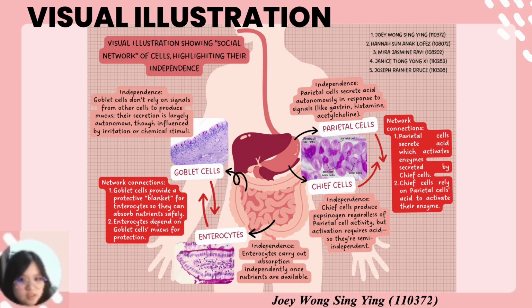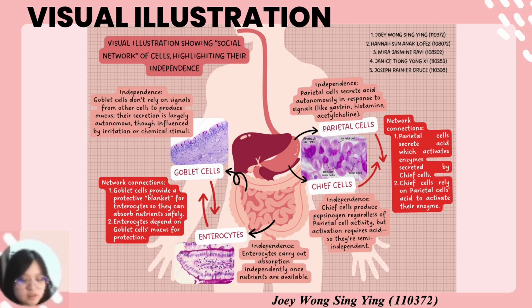Next, parietal cells are acid producers in the stomach. They respond to chemical signals like gastrin, histamine, and acetylcholine, but once triggered, they act independently. The acid isn't just for digestion, it activates enzymes from chief cells. So, while parietal cells don't need chief cells to function, chief cells rely on their acid to become effective.